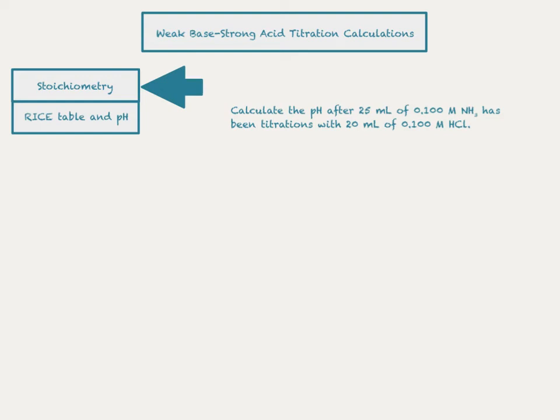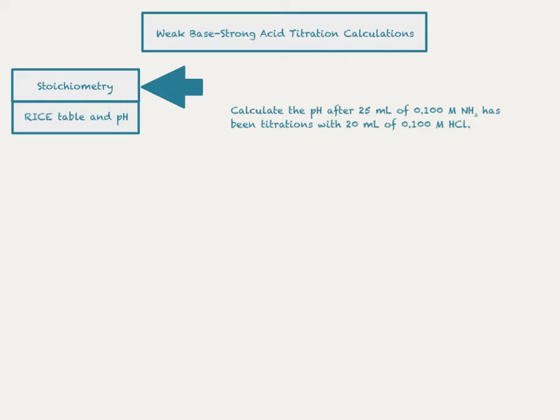In this video, we're going to go over how to do the calculations for a weak base strong acid titration. Thankfully, this is pretty much the same process as the weak acid strong base titrations. First, we need to do some stoichiometry, figure out our limiting reactant, figure out what concentrations our leftovers are in, and then we need to set up a rice table so that we can calculate the pH.